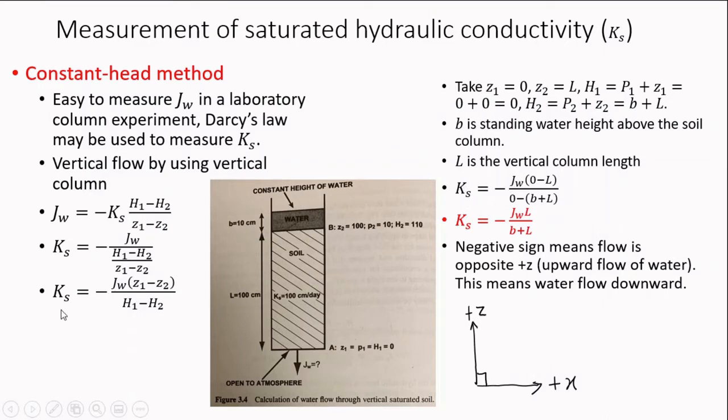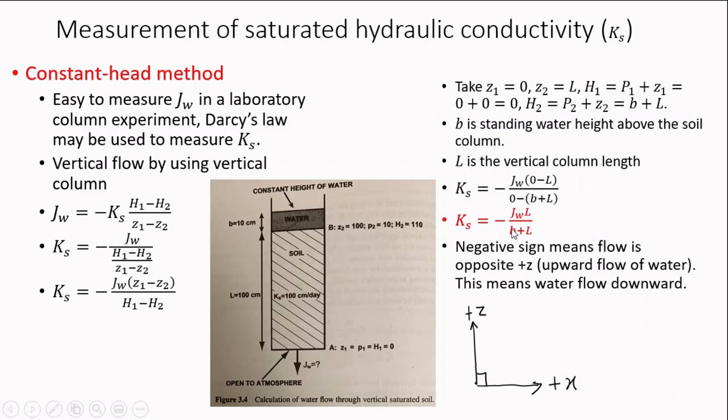Referring back to this equation, Ks now equals Jw times (Z1, we know that Z1 is 0, and Z2 is L, so minus L) divided by H1 minus H2. H1 is what? H1 is 0. So 0 minus H2. H2 is now B plus L, so in brackets B plus L.